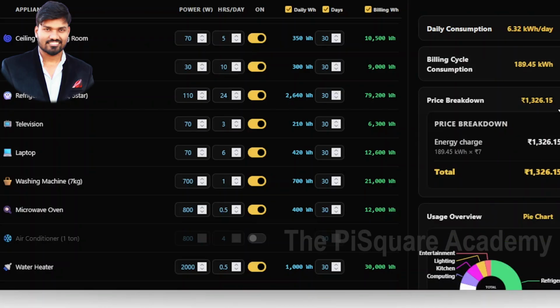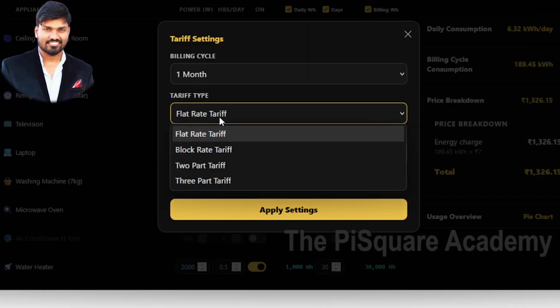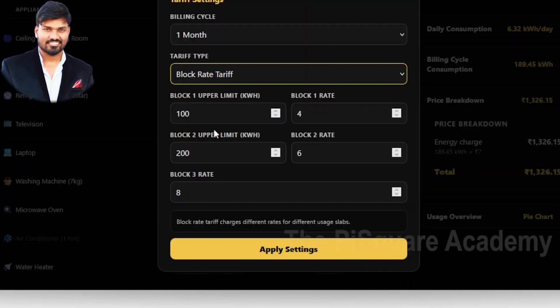Okay. Now suppose the tariff is not a flat rate tariff, but a block rate tariff, which is what usually the tariff will be. Below 100 units, the price will be 4 rupees. Between 100 and 200 units, the price for each unit is 6 rupees. Above 200 units, the price is 8 rupees. These are the blocks. So this is what in India we follow, these kind of tariffs, two-part block rate tariff for residential purposes.